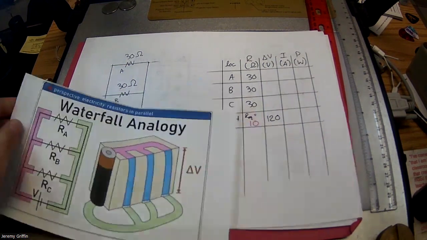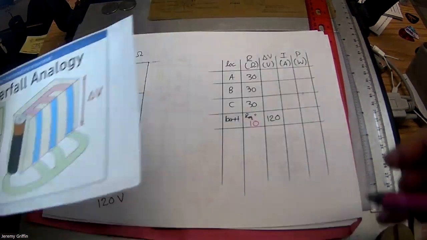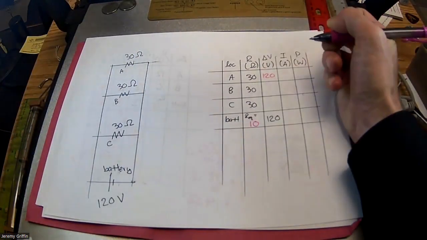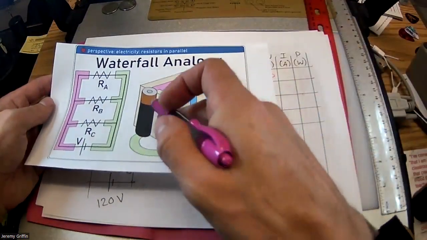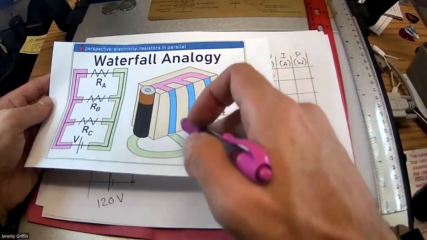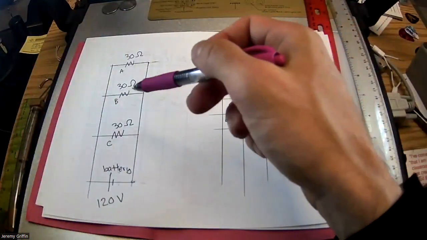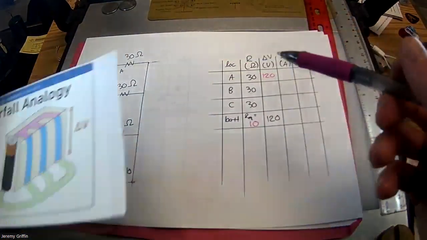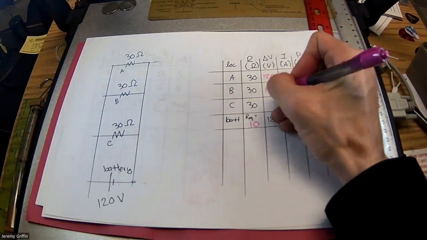What's the rule for resistors in parallel every single time? Yeah, it is 120 volts. Right? Because 120 volts pumped up. Every single one of these waterfalls is supposed to be 120 volts down, even if they were different resistances. Now I made them all the same resistance, but even if they were different, that would still have to be true. So this 120, 120.